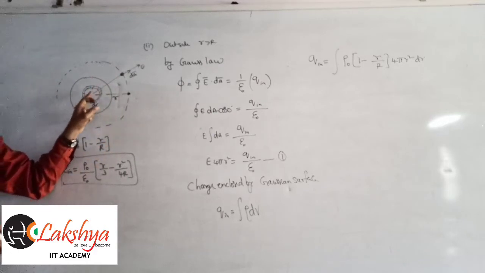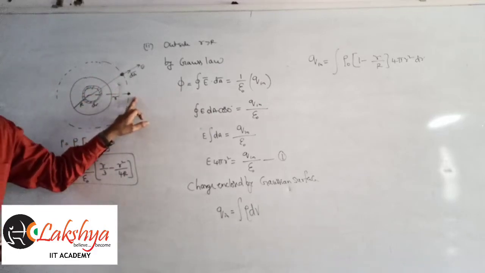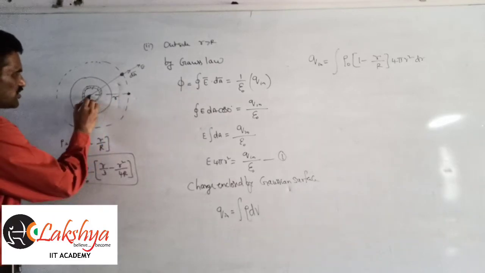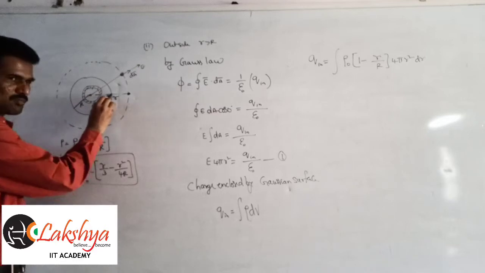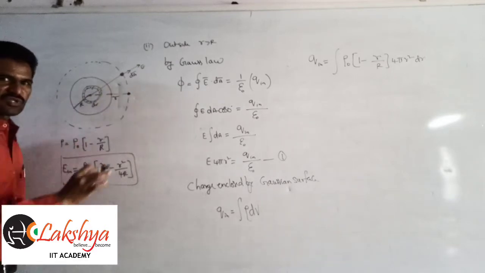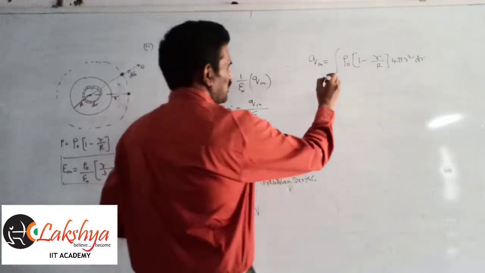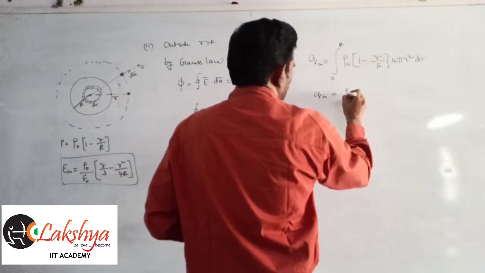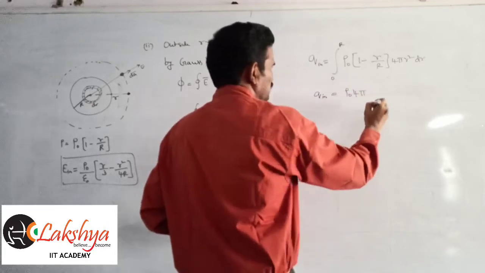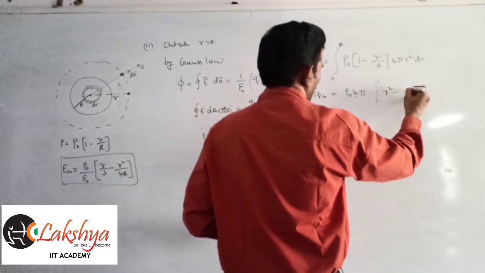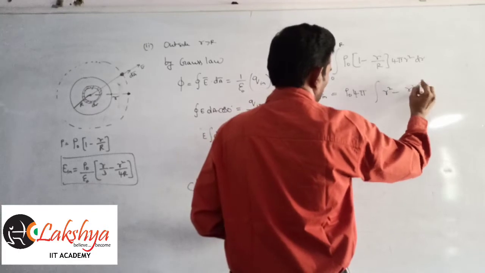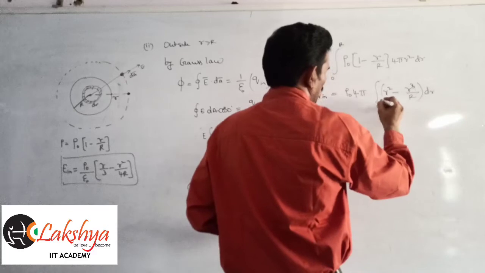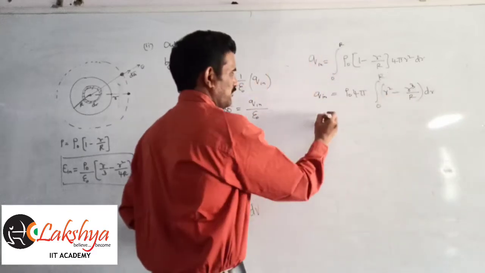Now you can't integrate from 0 to r, because our r is greater than this capital R, and our charge distribution is only from the center to this capital R. In this space there is no charge, so we need to integrate from 0 to capital R. And so this is rho naught into 4 pi into the integral of r square minus r cube by R, dr. Now the limits are from 0 to capital R.